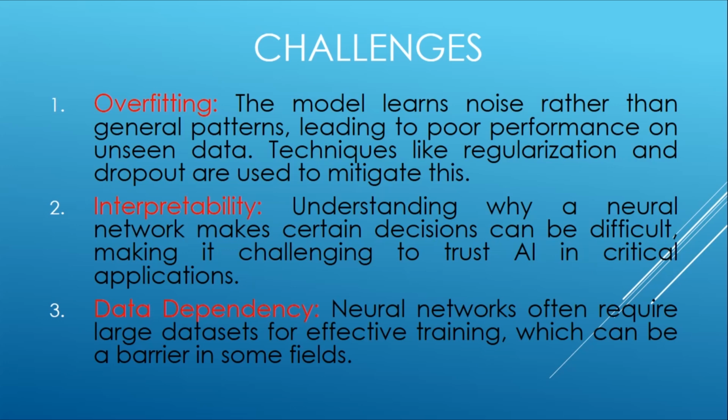2. Interpretability. Understanding why a neural network makes certain decisions can be difficult, making it challenging to trust AI in critical applications. 3. Data dependency. Neural networks often require large datasets for effective training, which can be a barrier in some fields.